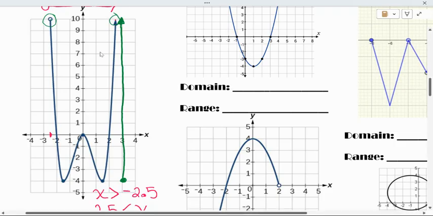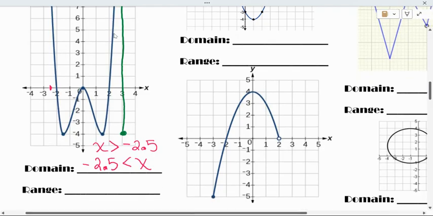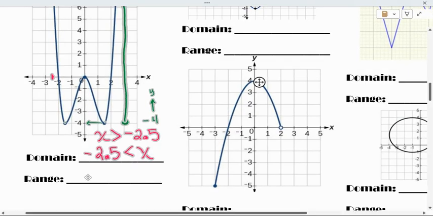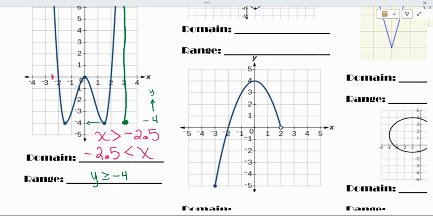So let's see. What is the smallest y value? Negative 4. The smallest y value is negative 4, and then it goes on forever. Y is greater than or equal to negative 4. All of the values in your range are greater than or equal to negative 4. It's greater than or equal to because these are closed circles.